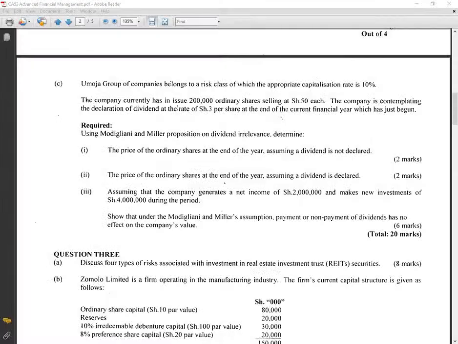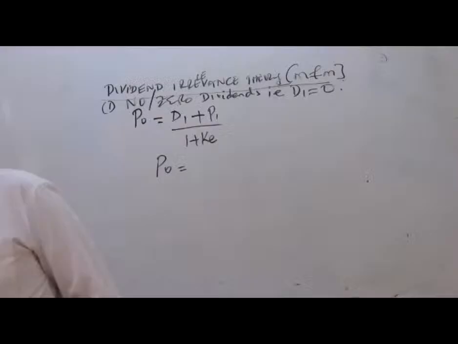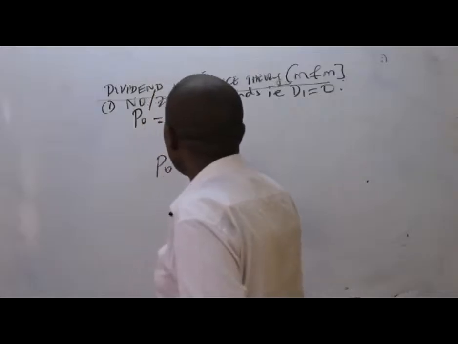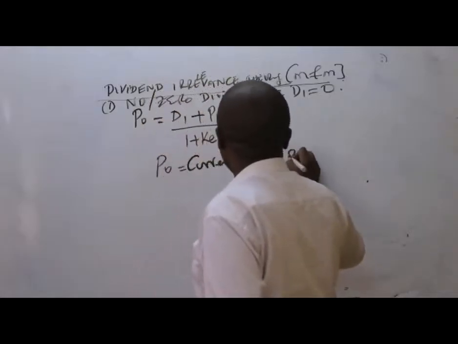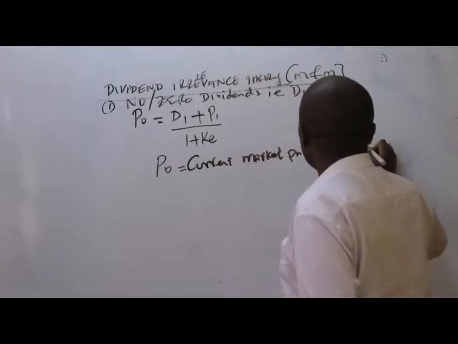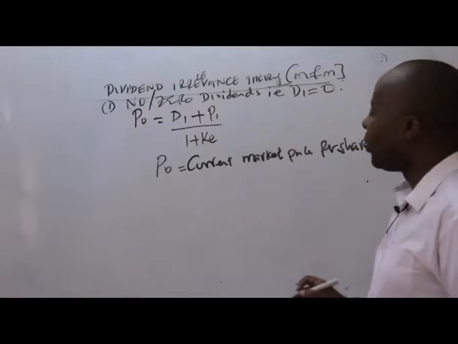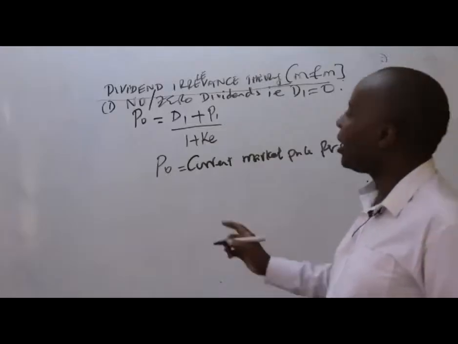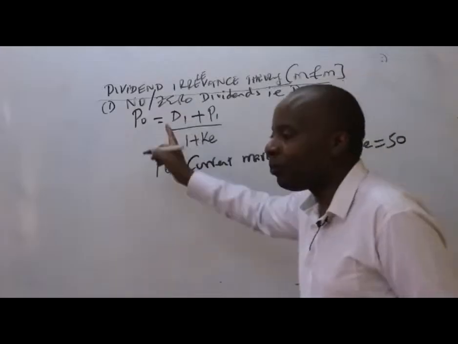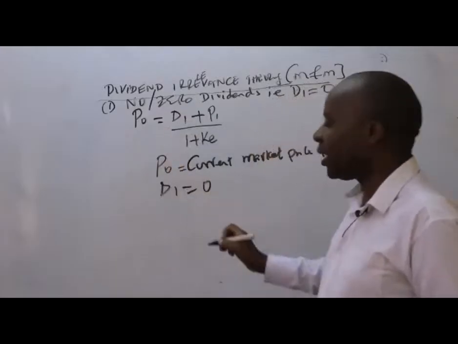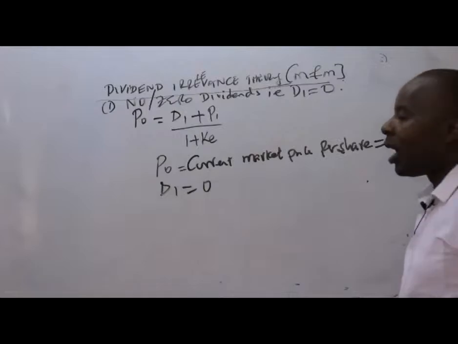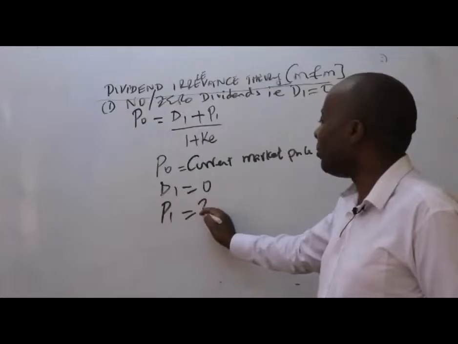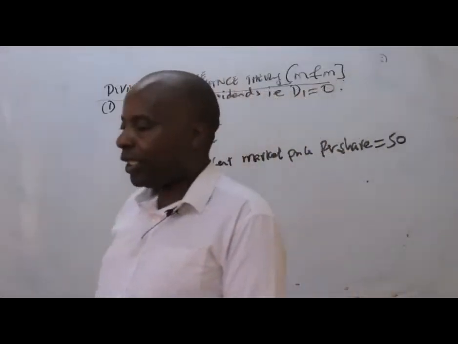They have told me the company currently has in issue 200,000 ordinary shares selling at, remember P0 is the current market price per share, which in this case they are telling us is 50. So if we go with the first policy of not paying dividends, then D1, don't get confused there, will be 0. How about P1? P1 is what they want us to look for.